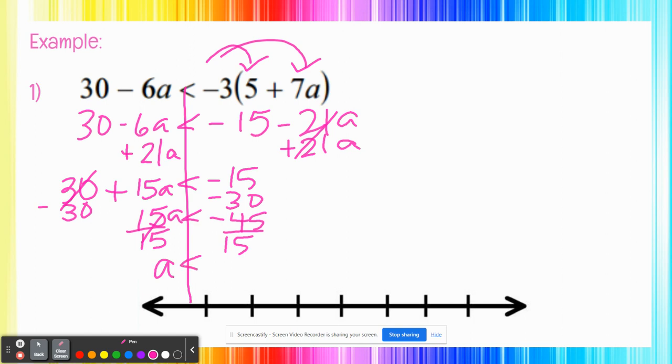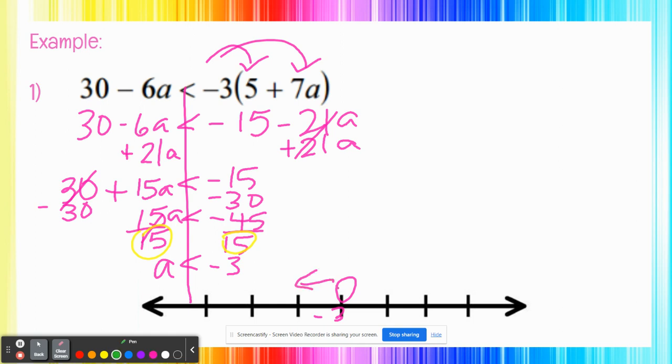I did not reverse my inequality sign because I did not divide by a negative. So if you notice, this is a positive 15. If that was a negative 15, I would reverse that inequality, but it is not. Therefore, I do not flip my inequality sign. So I just get negative 3. So I'm going to add negative 3. I would have an open dot, and I'd be going to the left.